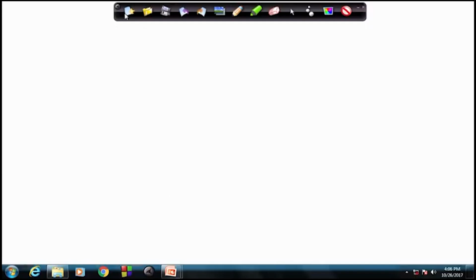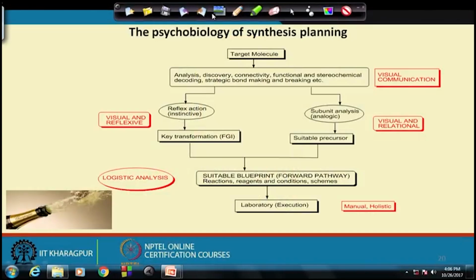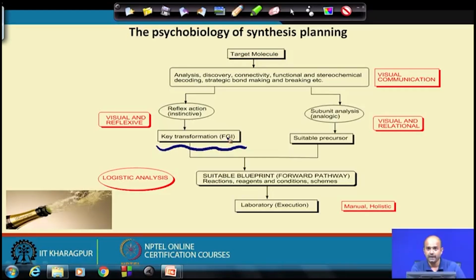As I said, you see the molecule first and then you start visual communicating. It is a reflexive action, and then you need to figure out what the key transformations are. What are the key transformations? The term is called FGI. FGI, which I will abbreviate later on, is called functional group interconversion. Sometimes you need to analyze it in a logical way.